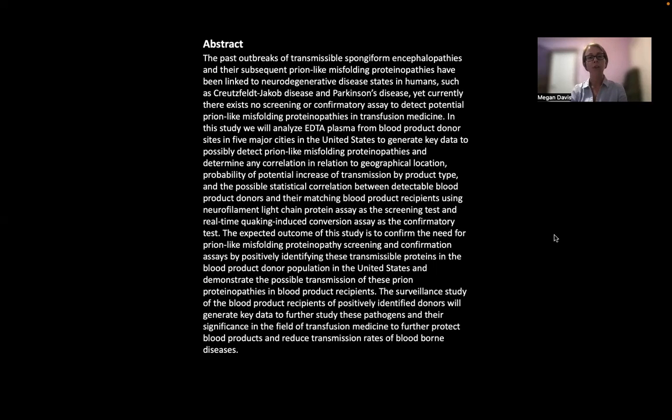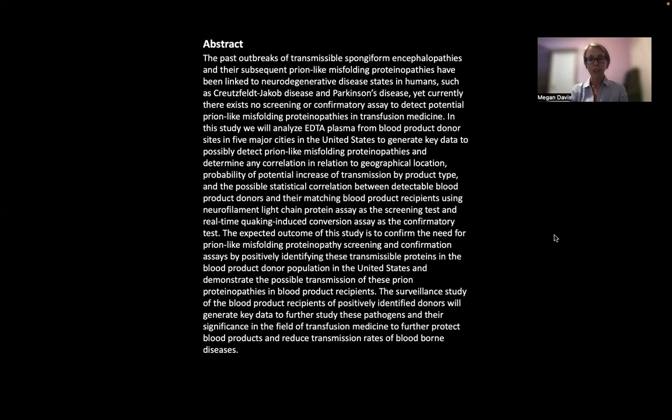These clusters of misfolded proteins, called aggregates, have a tendency to settle into neural tissues, disrupting the electrical input and output signals, and can create neurodegenerative disease states in humans, such as Creutzfeldt-Jakob disease, Parkinson's disease, and Alzheimer's.